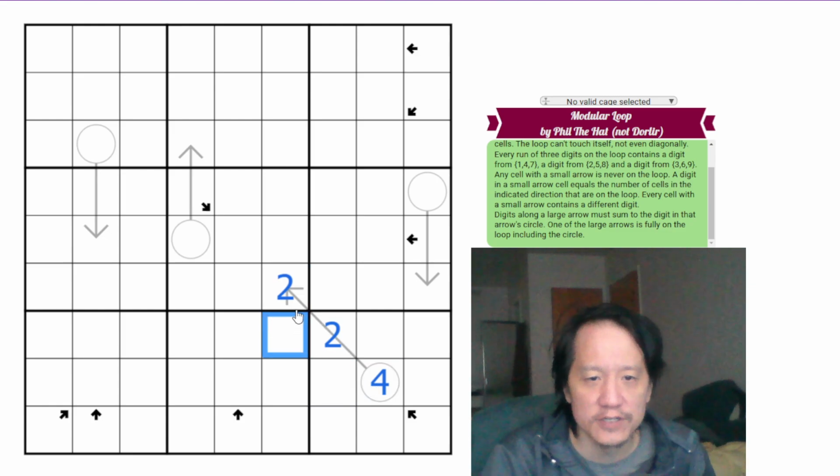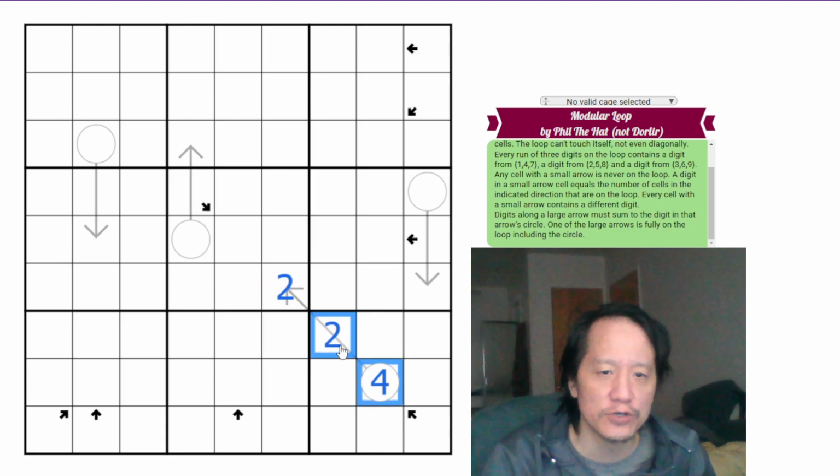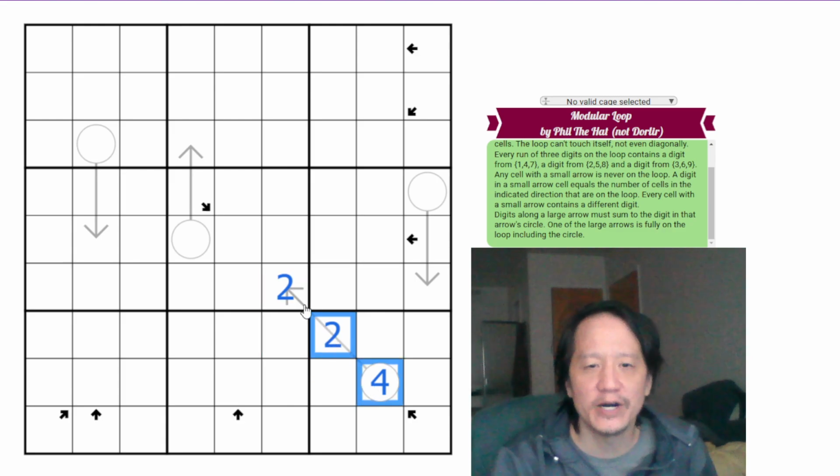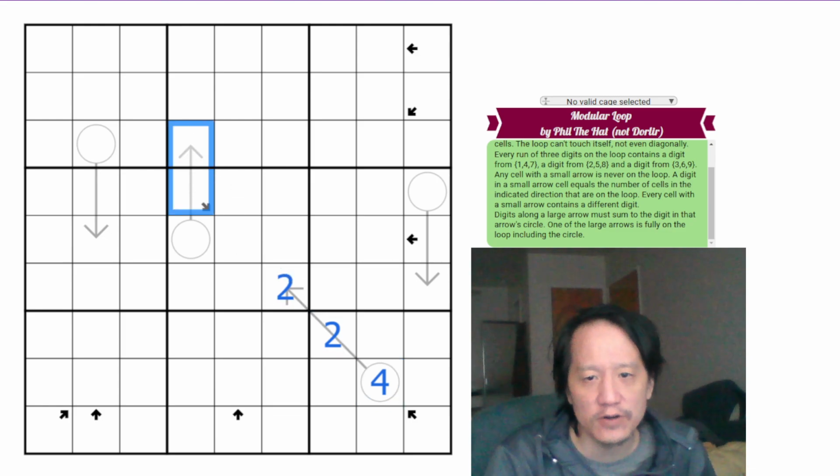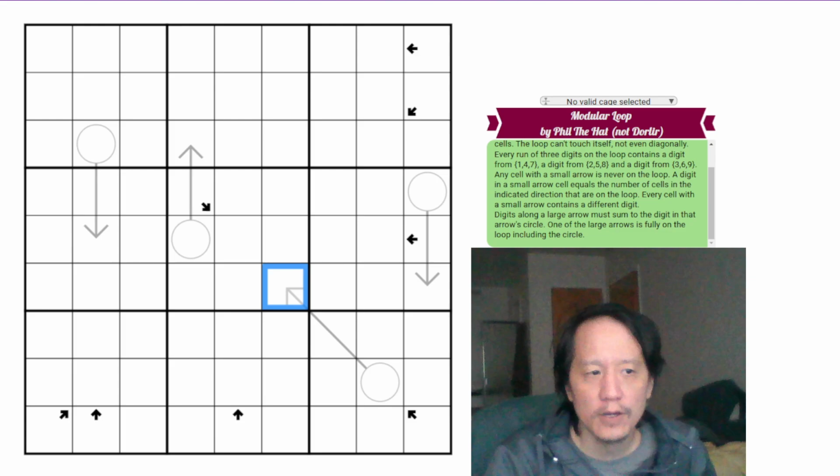But it only applies if the Sudoku rules don't box it in. For example, this could not have a repeat digit on this arrow because Sudoku rules prohibit that. And those are all the rules. If you'd like to play along, there's going to be a link in the description. And now I'm going to get started.